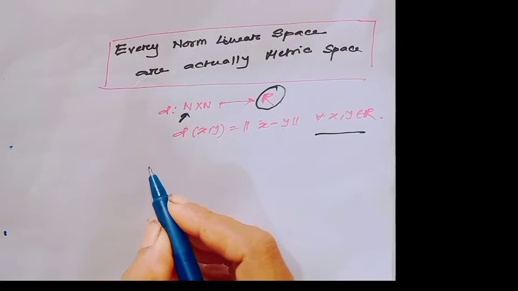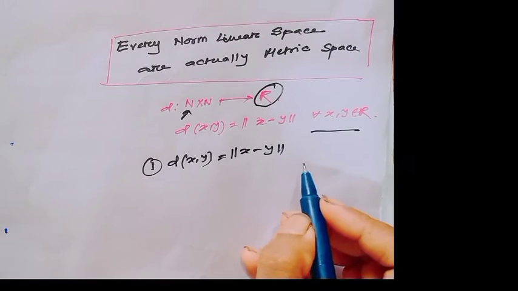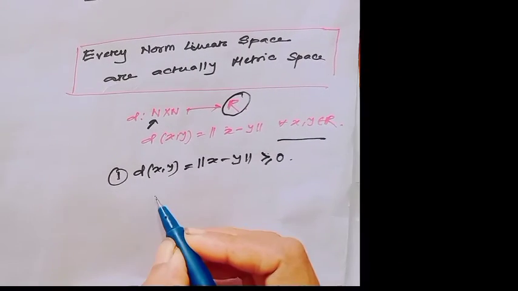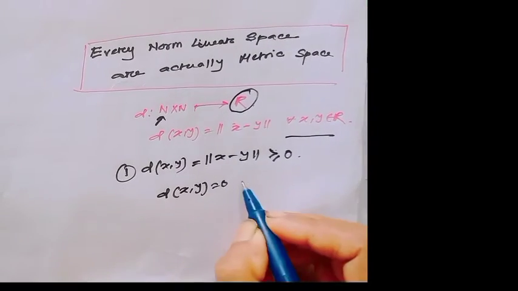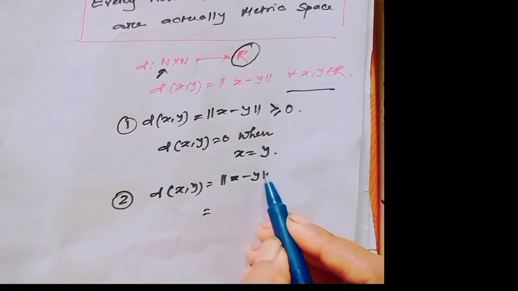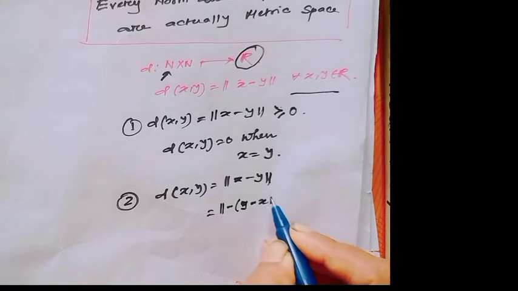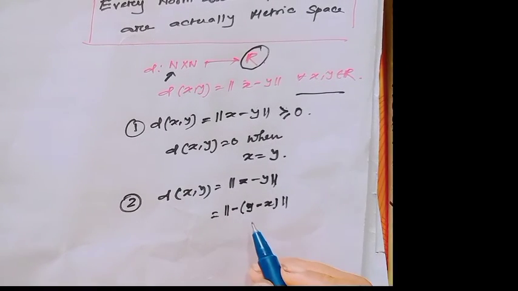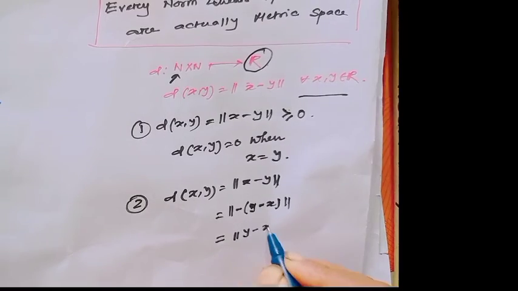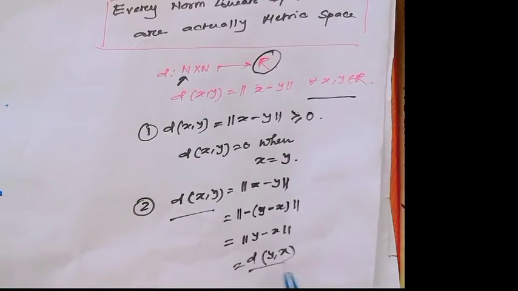First property: d(x, y), which is equal to the norm of x minus y, by the property of norm is obviously always greater than or equal to 0. Also, by the definition of norm, we can tell d(x, y) equals 0 when x equals y. Now d(x, y) equals the norm of x minus y. Now take the negative sign, then this would be the norm of y minus x, and since the norm function is always greater than or equal to 0, this is equal to d(y, x). That means the symmetry property is also satisfied here.